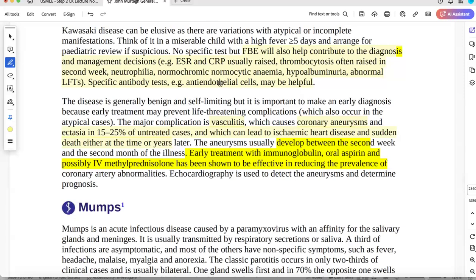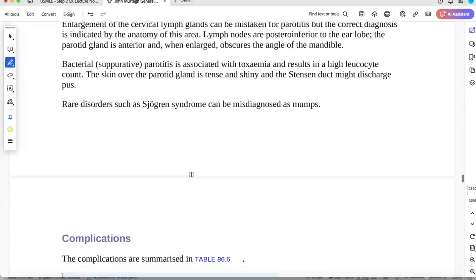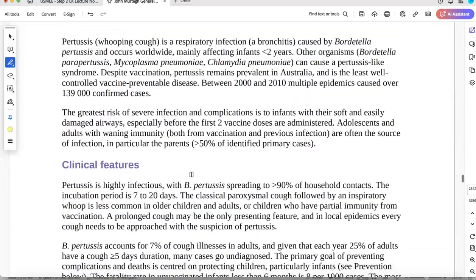Clear everyone with the Kawasaki disease? Yes, so echocardiogram is supposed to detect the aneurysm. Very good. Mumps is not important.